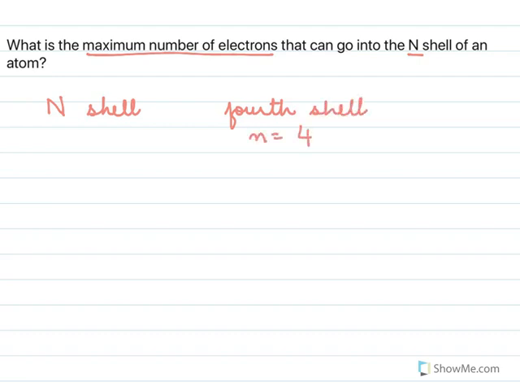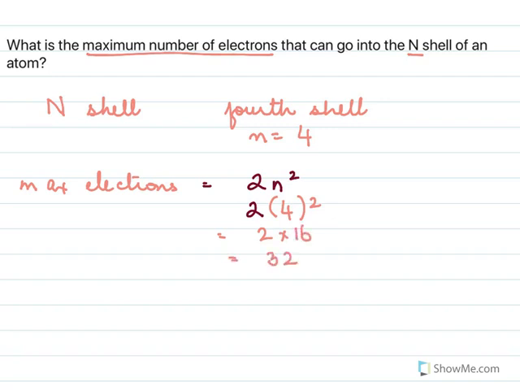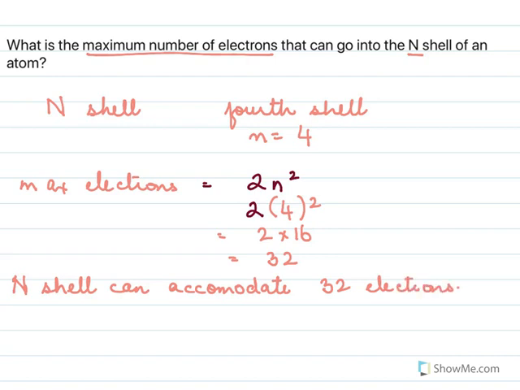That means n equal to 4. And maximum electrons is given by the formula 2n square. So 2, and here our n is 4, so 4 square. So it is 2 into 16, that is 32. So N shell can accommodate 32 electrons.